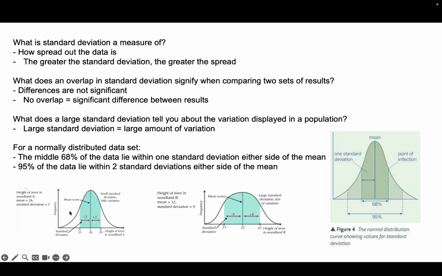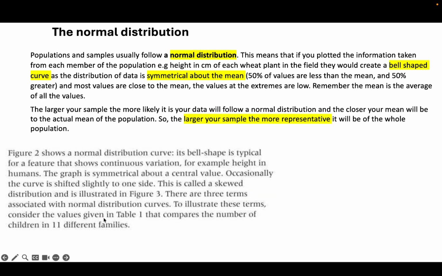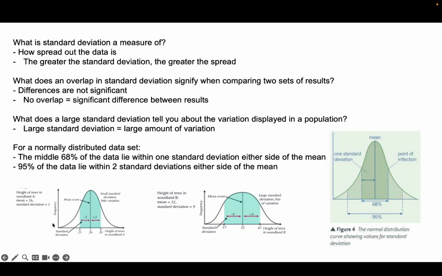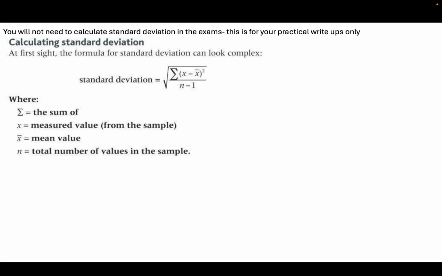You can also see how having different standard deviations also impacts how the curve looks. So for example, on the left graph, you can see how a standard deviation of 3 would mean that you've got a curve with a higher peak compared to, for example, a standard deviation of 9, where you've got a much broader range that the data can take, much greater spread of data. And as I've said, you don't need to calculate standard deviation. This is only for your practical write-ups.